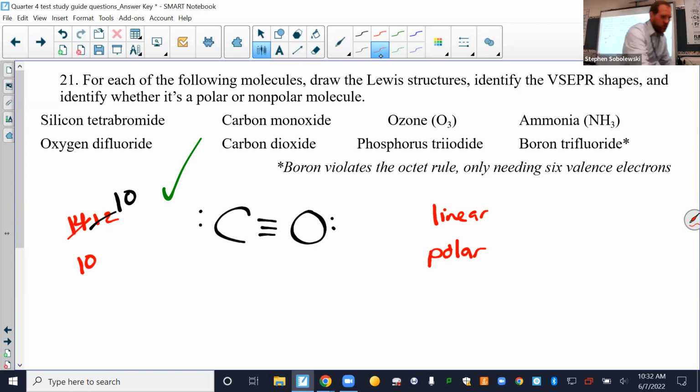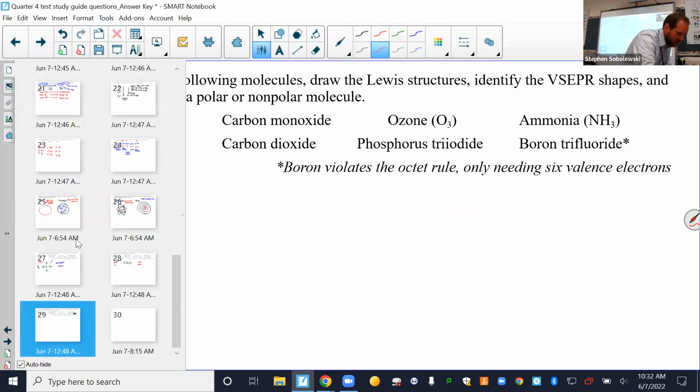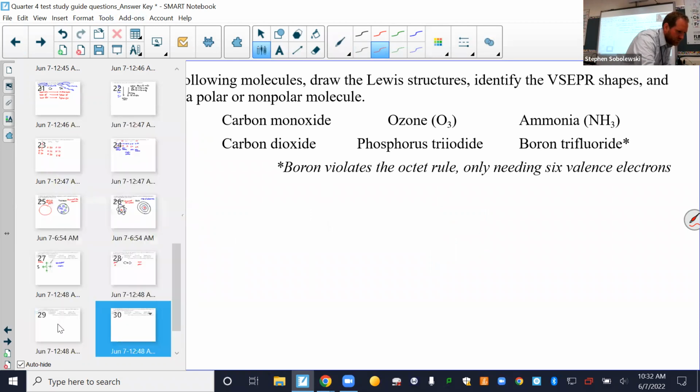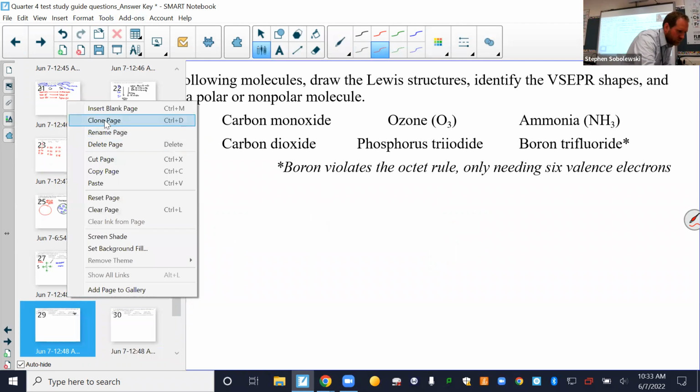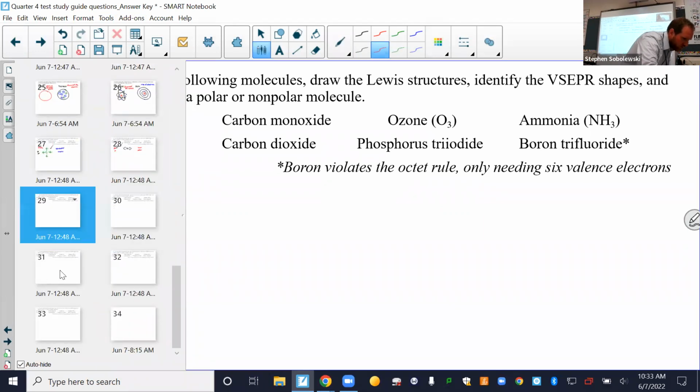All right. Let me make a few. I think I'm going to do 1 slide for each of these. So I got to clone some slides here. Give me a sec. Clone. 1, 2, 3, 4, 5. 1 more.